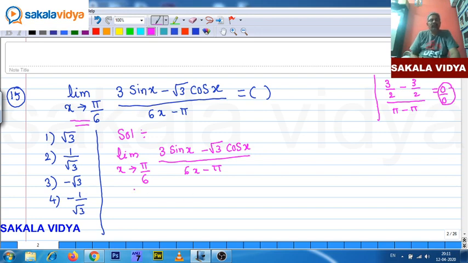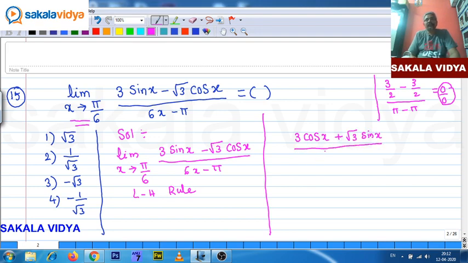So now we can apply L'Hospital's rule. First differentiation of the numerator by differentiation of the denominator. 3 sin x differentiation is 3 cos x, minus root 3 cos x differentiation is minus root 3 sin x, minus into minus plus root 3 sin x, upon 6x minus pi, differentiation is 6 minus 0.